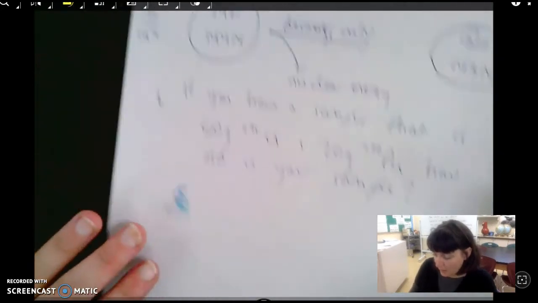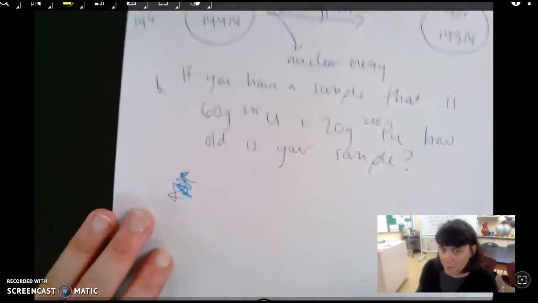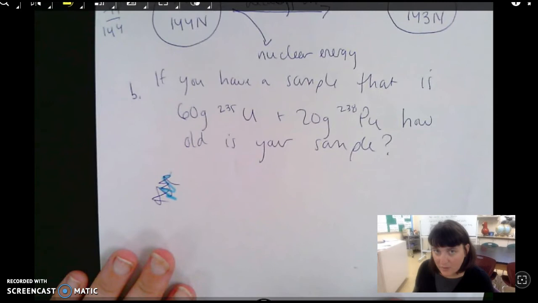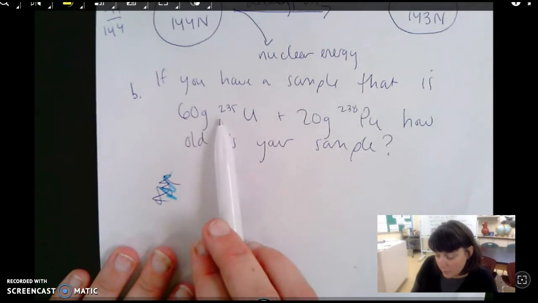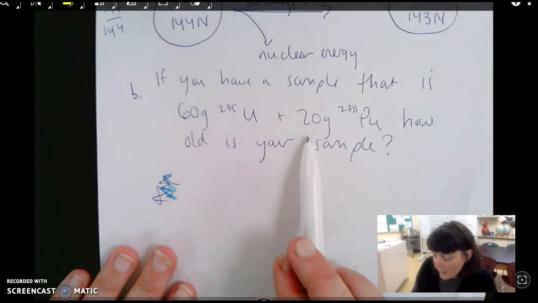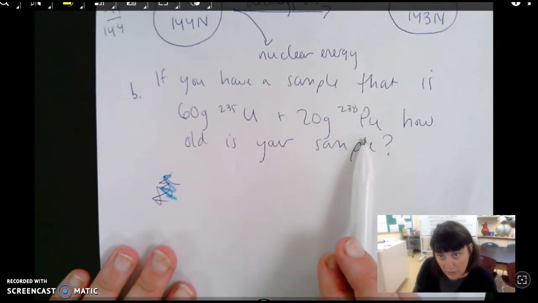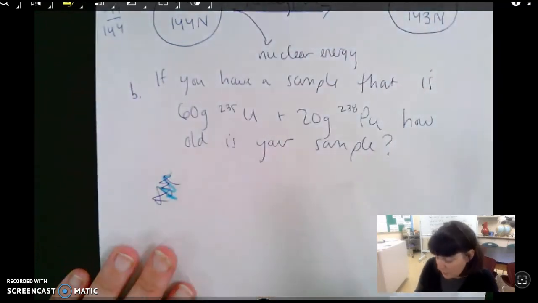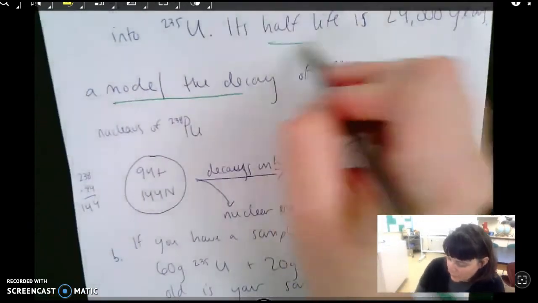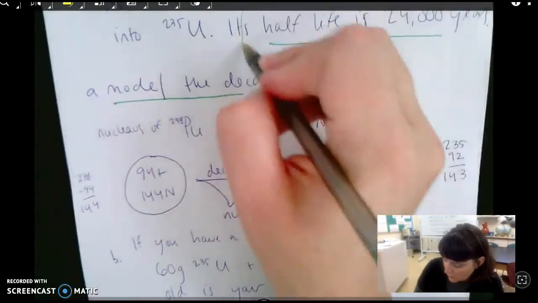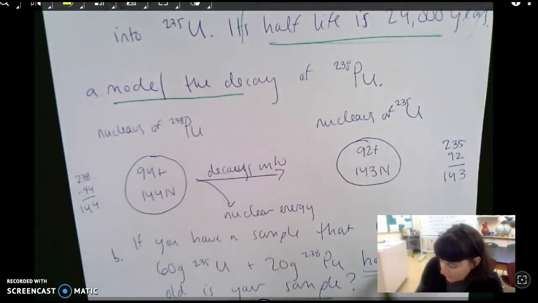Okay, finally, we're going to look at this last type of problem, which was one of the ones on the formative assessment that a few of you had a problem with. And that's if you have a sample that is 60 grams uranium-235 and 20 grams plutonium-238, so back up to this problem, how old is your sample? Well, I have a half-life up here. And now I want to know, how old is my sample?